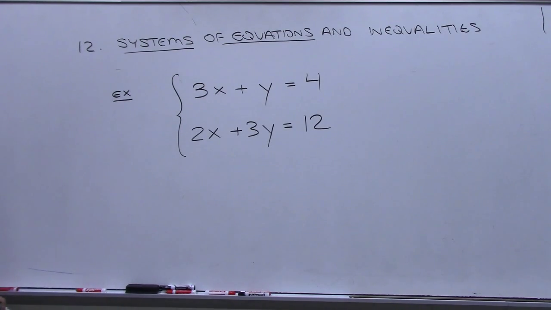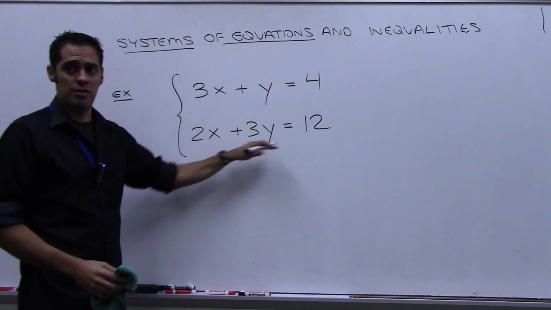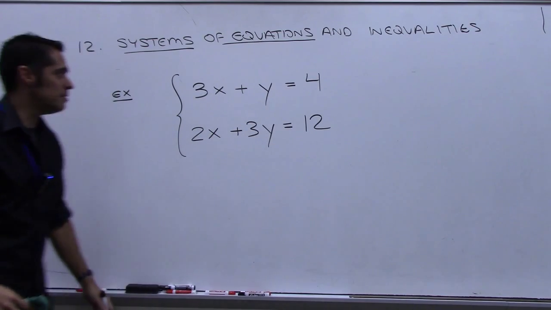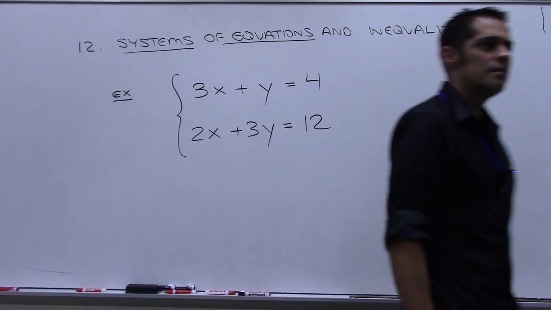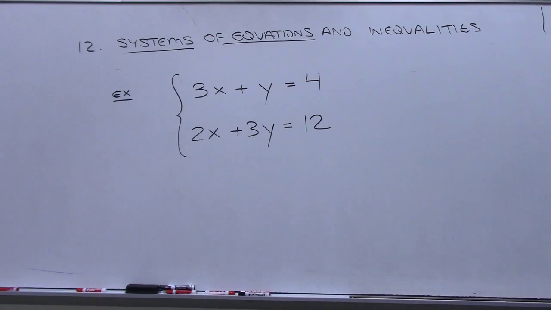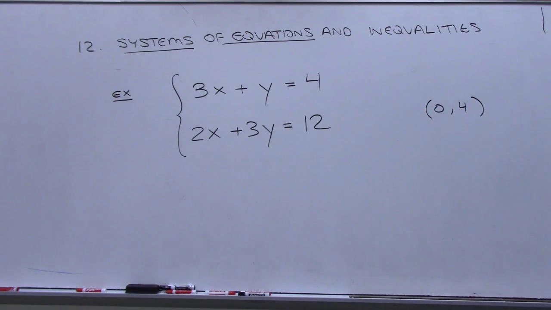And now what we want is to find an x and a y that work in both equations simultaneously. So an x and a y that makes this true at the same time that it makes this true. Can anyone see what it is? It's not that easy, is it? Just to look at it and see it? Does 0, 4 work? Yes. All right, 0, 4 works.